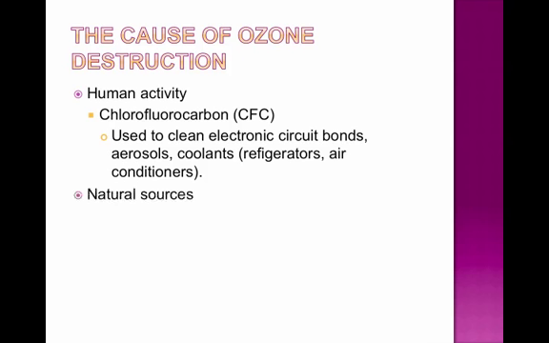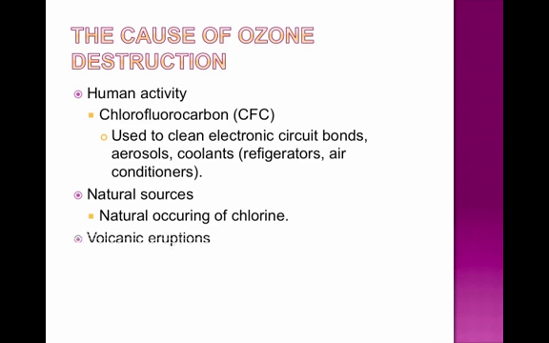Natural sources are another issue affecting the ozone layer destruction. It happens when the chlorine occurs naturally. Volcanic eruption is only 1 to 5% responsible for damaging the ozone layer.